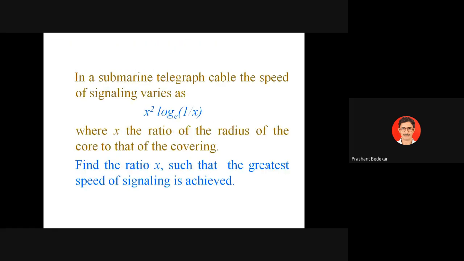For this particular problem, when I formulate it, I find that there is no constraint. If I read the problem, what I have to do is find x. Find x so as to maximize k multiplied by x square log to the base e 1 by x. What is that k? k is the constant of proportionality, because the speed of signaling is proportional to x square log to the base e 1 by x.